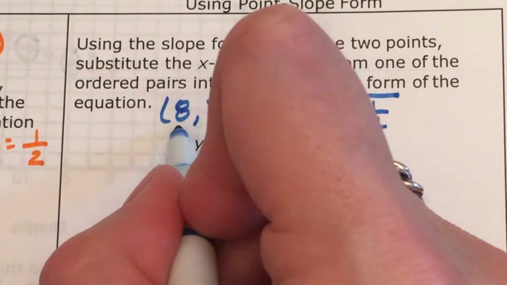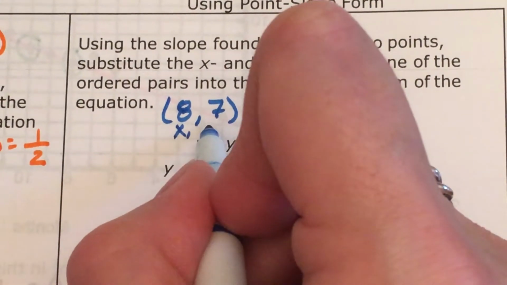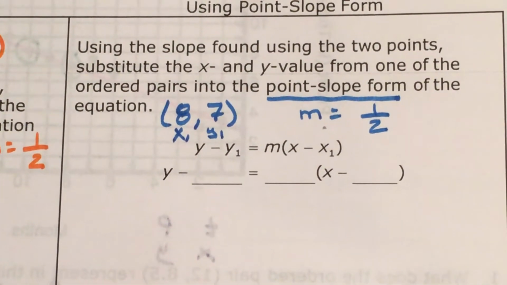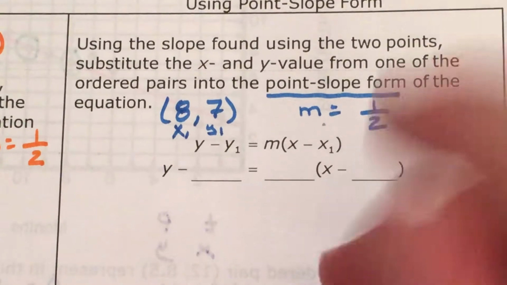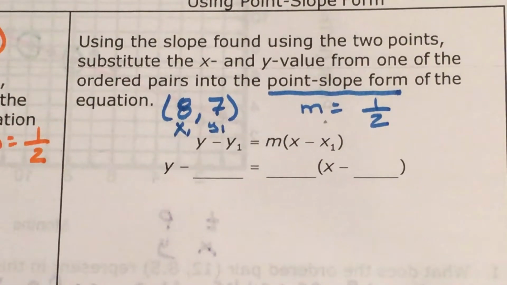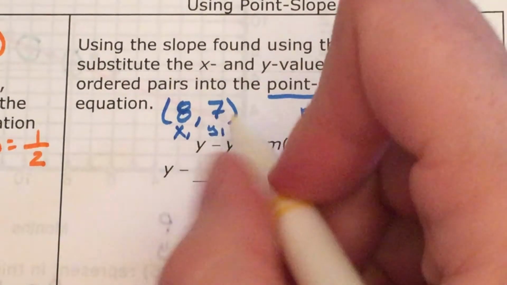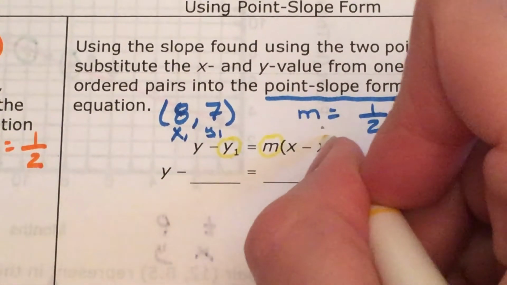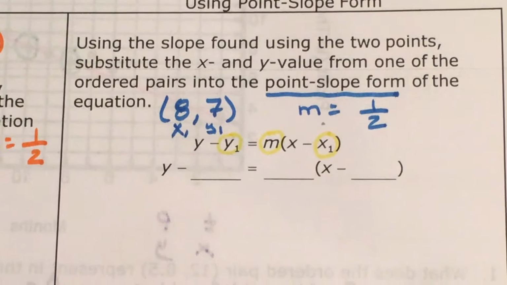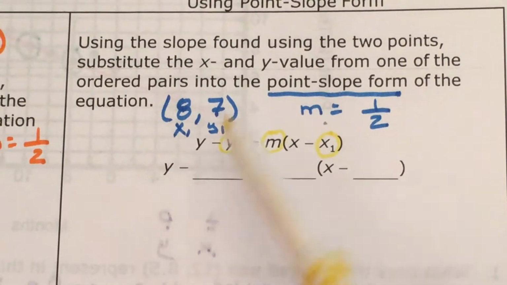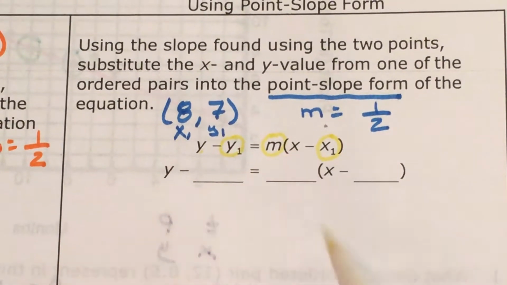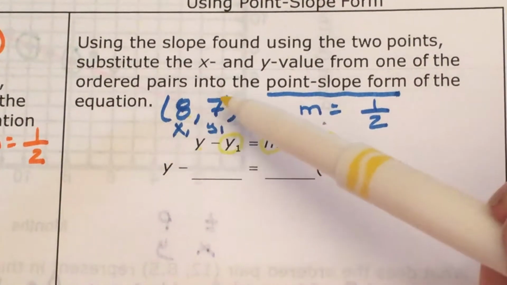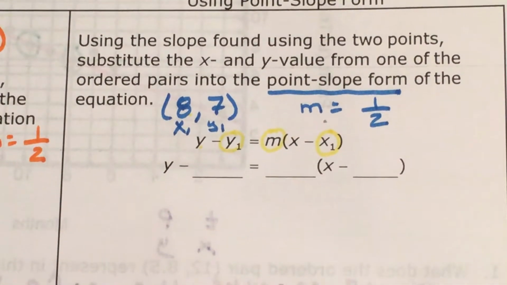So you need both of those pieces of information again. And we still know that 8 is x1 and 7 is y1. So we're going to replace the y1, the m, and the x1 with numbers. The plain old y and the plain old x, they stay as letters. But this 8, 7, and 1/2 are all going in.